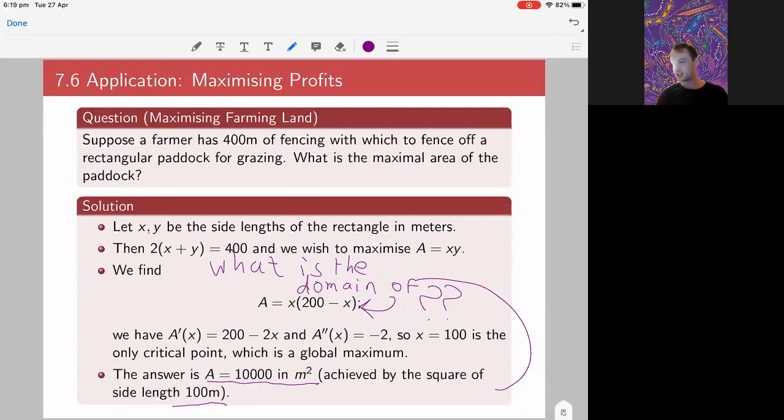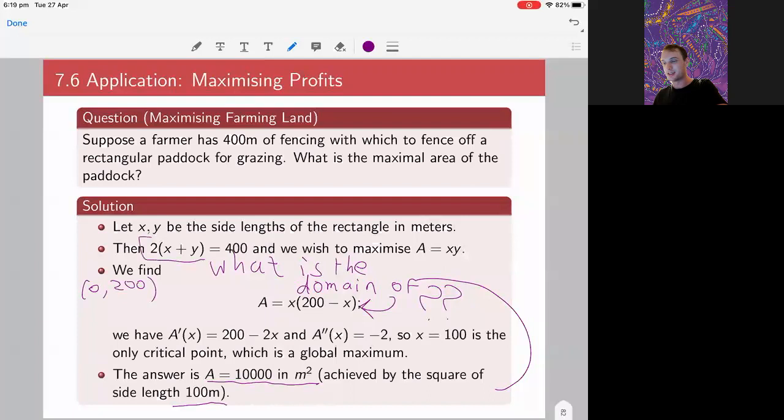So it seems like a lot of people are suggesting that the answer should be that a suitable choice of domain would be values of x between 0 and 400. Now, I think that might be a little bit off. I think really what you mean by that is 0 to 200.